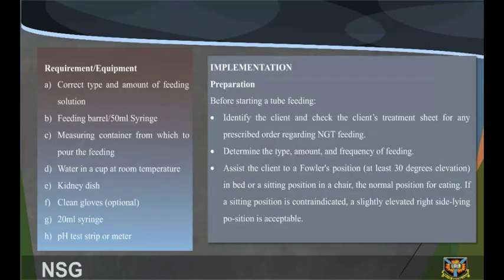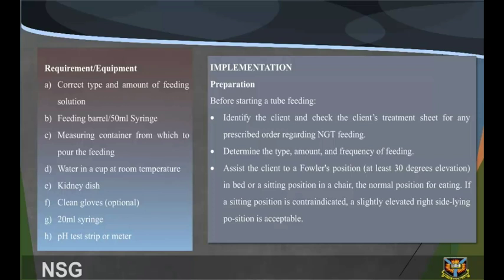Requirements or equipment: correct type and amount of feeding solution, feeding barrel, 50 ml syringe, measuring container from which to pour the feeding, water in a cup at room temperature, kidney dish, clean gloves, 20 ml syringe, pH test strip or meter. Implementation: preparation: before starting a tube feeding, identify the client and check the client's treatment sheet for any prescribed order regarding NGT feeding.